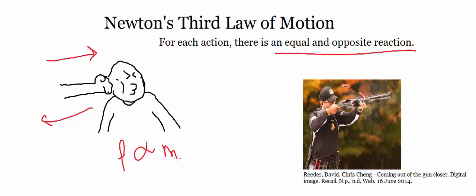Another very common example is the recoil of the gun. When you shoot, the gun exerts a force on the bullet. So according to the third law of motion, the bullet must also exert an equal and opposite force on the gun. This is the force which makes the gun recoil and you move back.